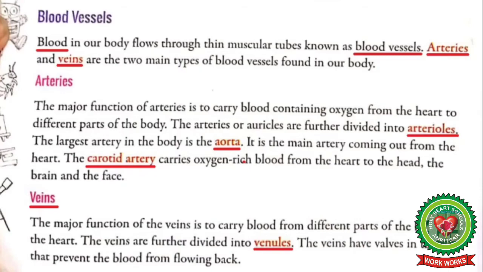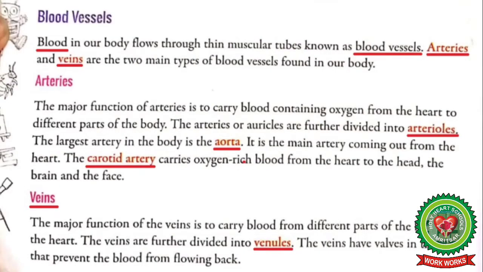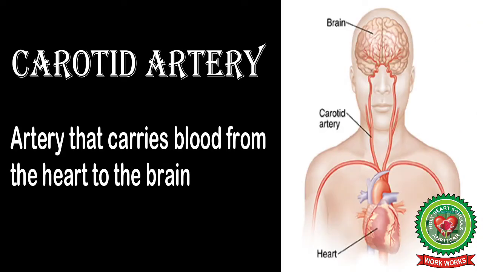And students, the largest artery in the body is the aorta, and it is the main artery coming out from the heart. And students, the carotid artery carries oxygen-rich blood from the heart to the head, the brain and the face. So, what is carotid artery? Artery that carries blood from the heart to the brain.